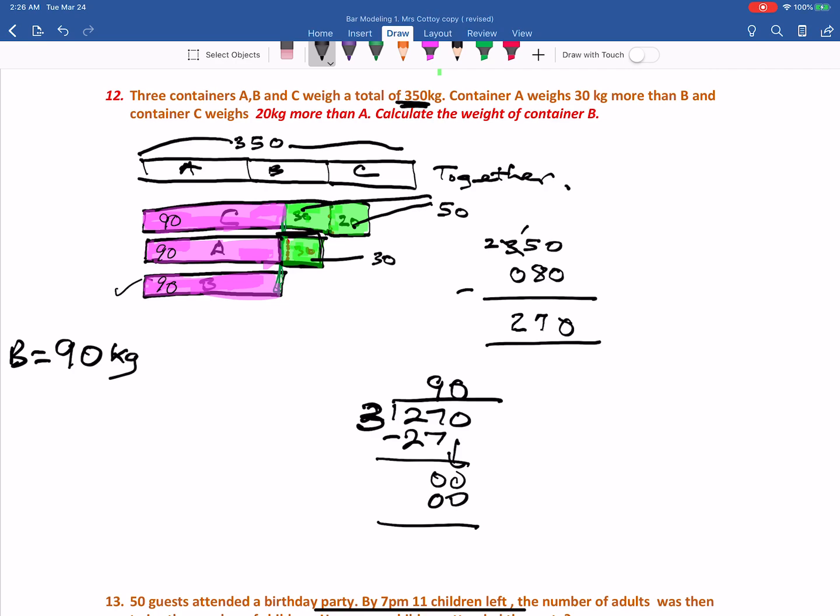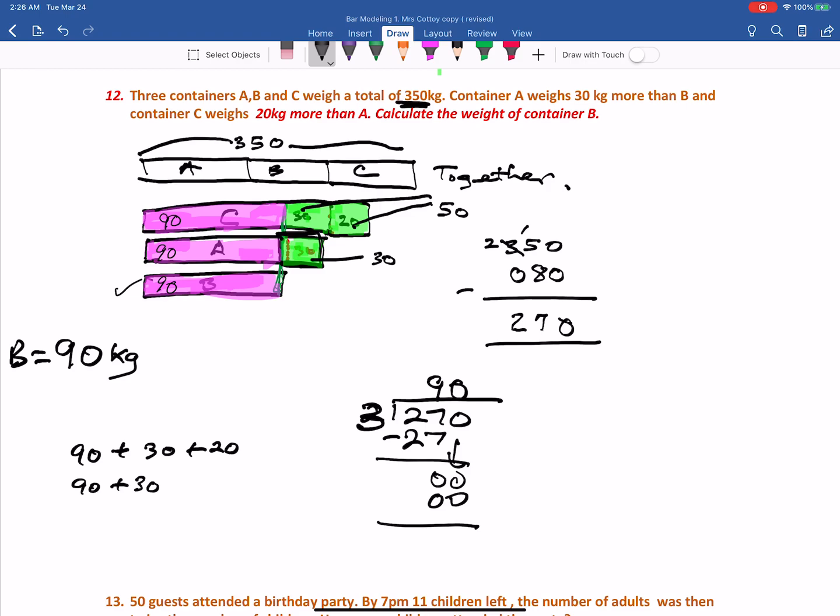Just for the sake of understanding, what other information could we have found? We could have found the weight of container C, which would have been 90 plus 30 plus 20. We could have found the weight of container A, which would have been 90 plus 30. We could have found how many more kilograms container C was than container A or B, or how many more was A than C, or how many less.